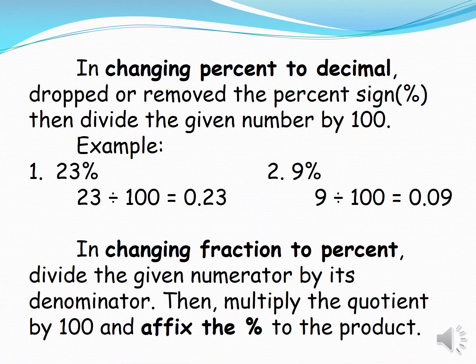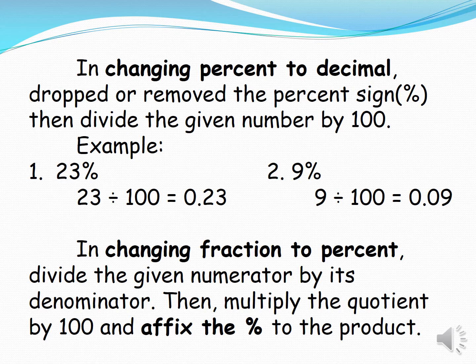In changing percent to decimal, drop or remove the percent sign, then divide the given number by 100. Example: 23%. Drop the percent sign so it becomes 23, then divide by 100, which is equal to 23 hundredths. Example number 2: 9%. Drop the percent sign so the remaining is 9. Divide by 100 is equal to 9 hundredths.